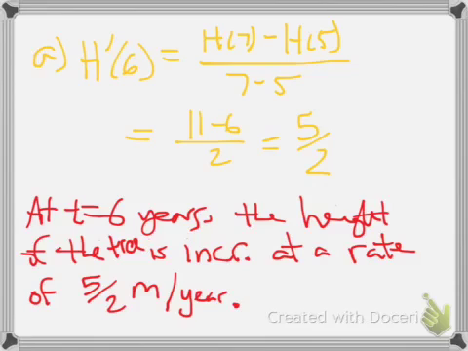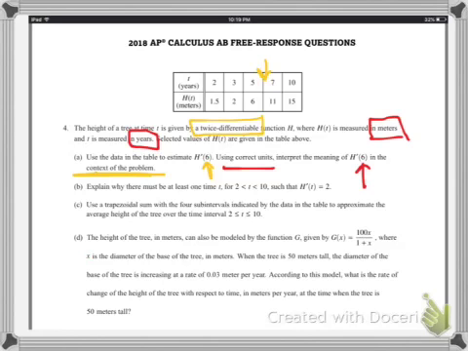So notice that I used the units on the years, so 6 years. I have the interpretation, the height of the tree is increasing at a rate, or you can say the rate of change of the height, that's another way. And I got the units, meters per year, on that 5 halves. So you need all those things. This is a 2-point question, 1 point for your estimate, the 5 halves, and 1 point for the interpretation with proper units. Let's go back to the prompt.